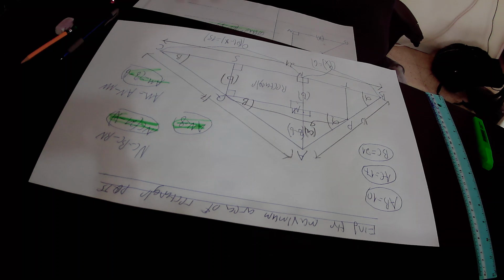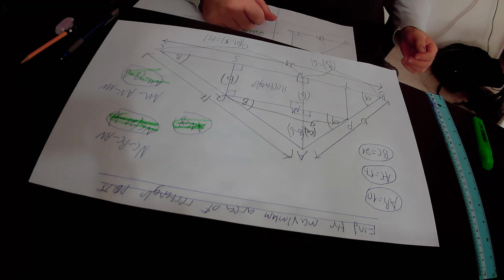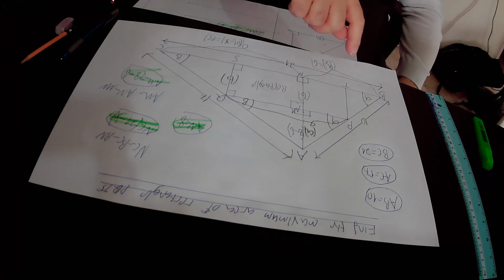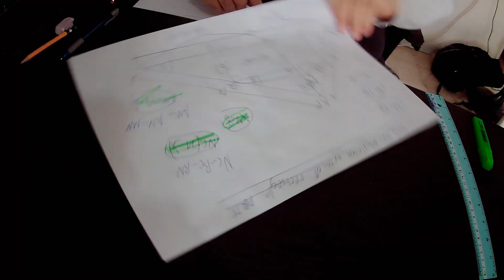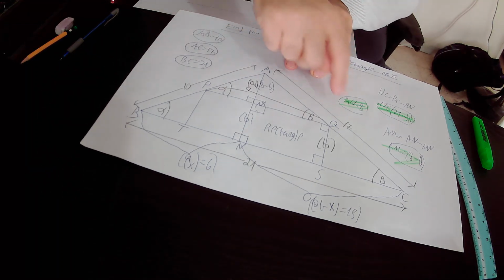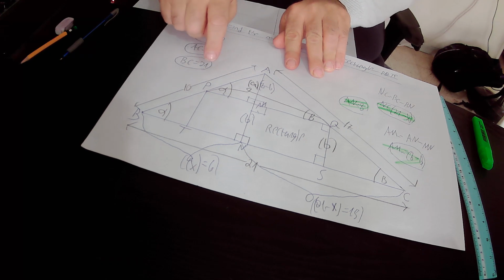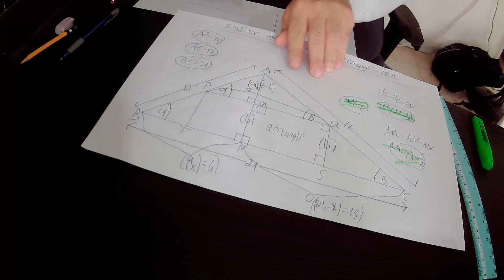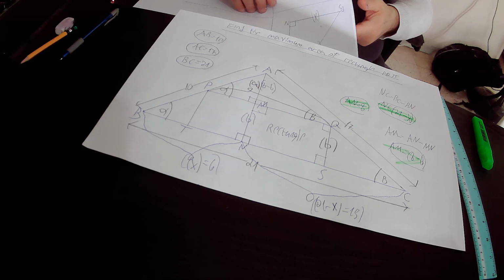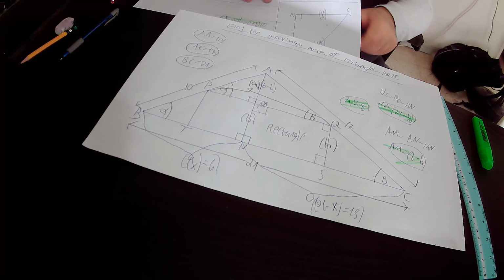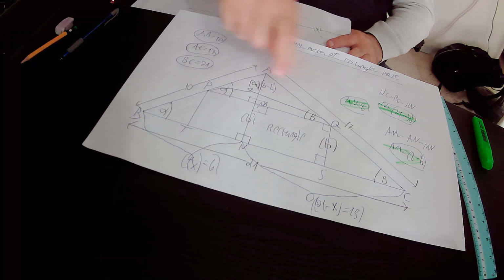Inside this triangle ABC we have this rectangle PQST, and our mission is to find the maximum area of this rectangle PQST. In the first step, we did a construction. From point A we draw a perpendicular on PQ.